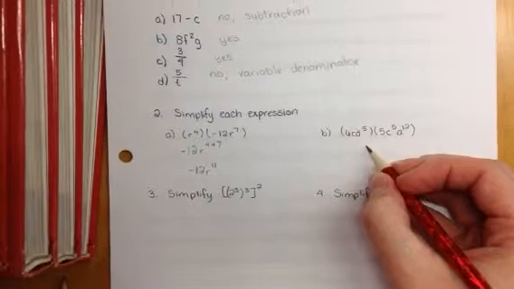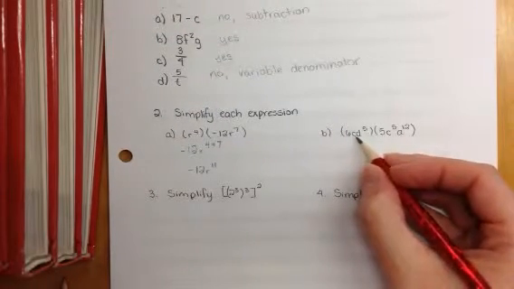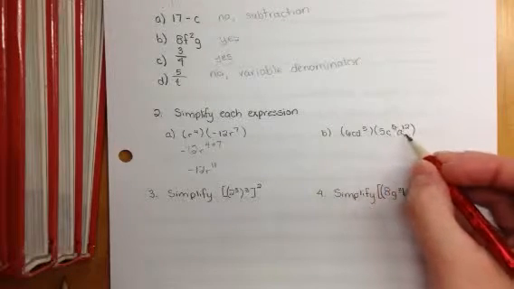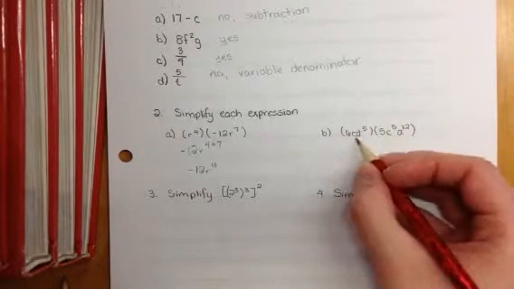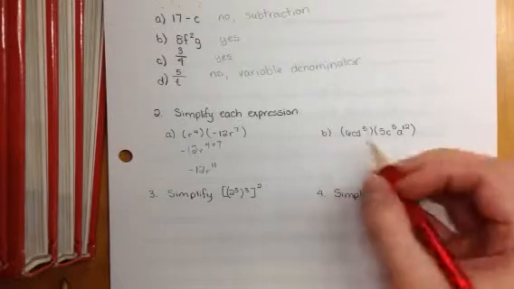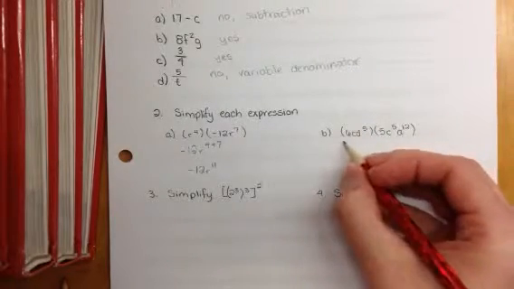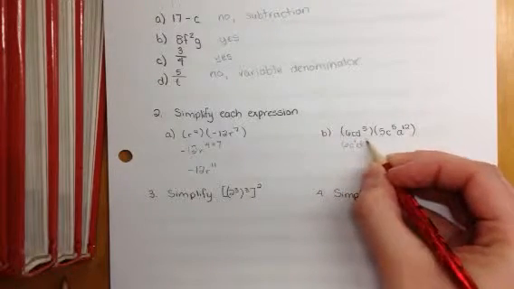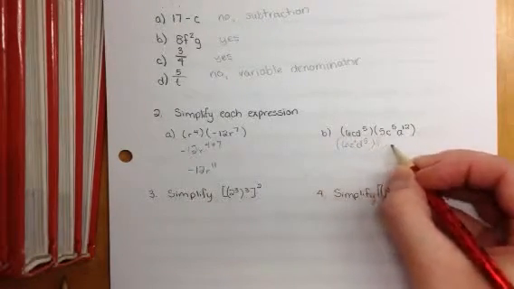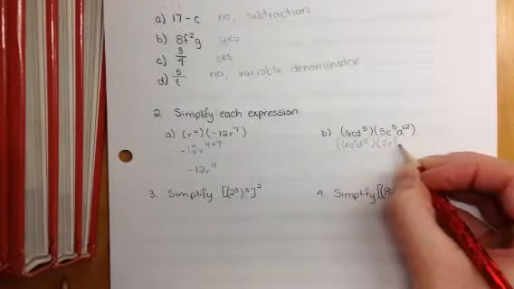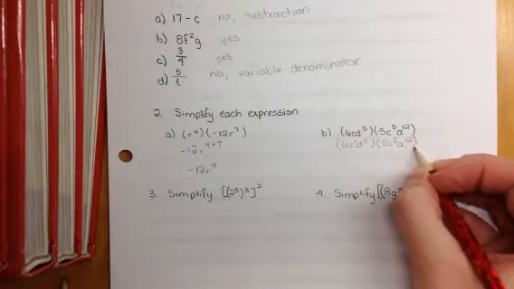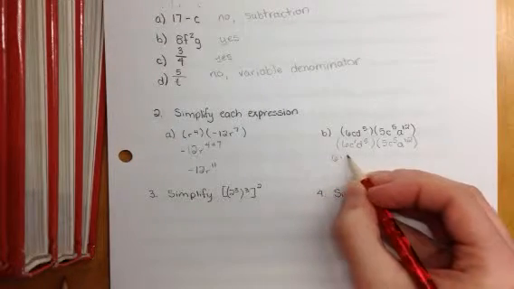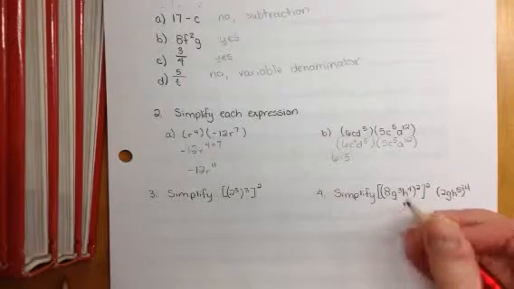Moving over to B, we have 6cd to the 5th, 5c^5d^12. Anytime you don't have an exponent, like here with this c, you have the imaginary exponent 1. So I'm going to write that in. And now we're going to multiply. 6 and 5 are two constants, so they will be multiplied. I put those out in the front.